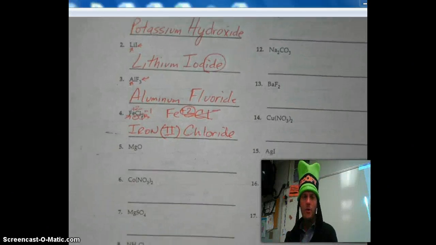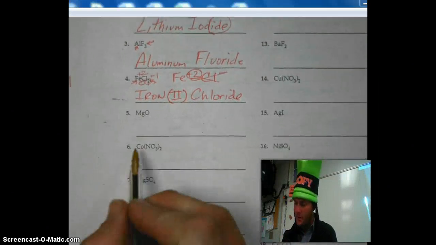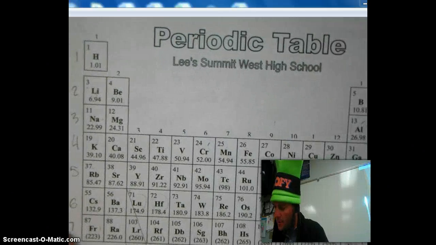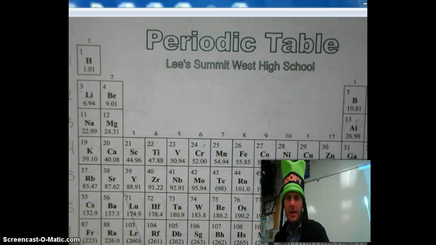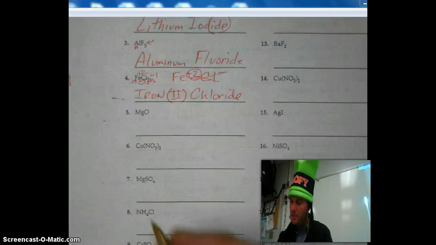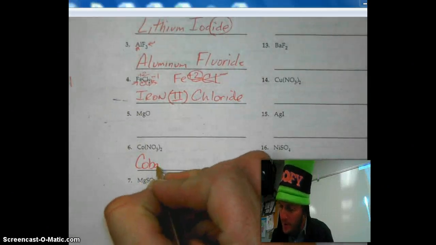Okay, let's do another one. Let's go to number 6. Cobalt. If you look where cobalt is, it is in the D block. So you have to have Roman numerals. So always name it first. Cobalt.